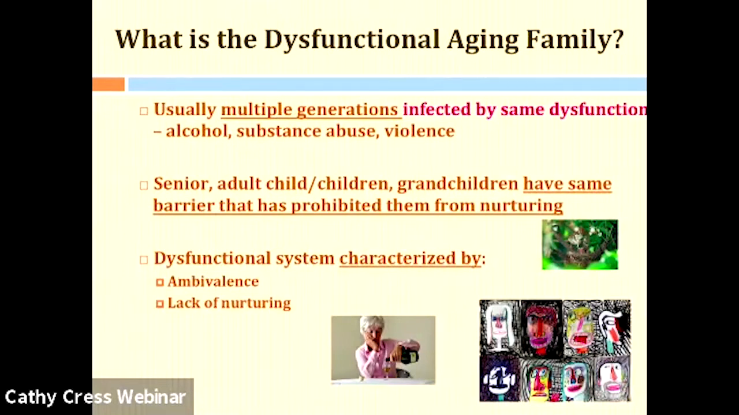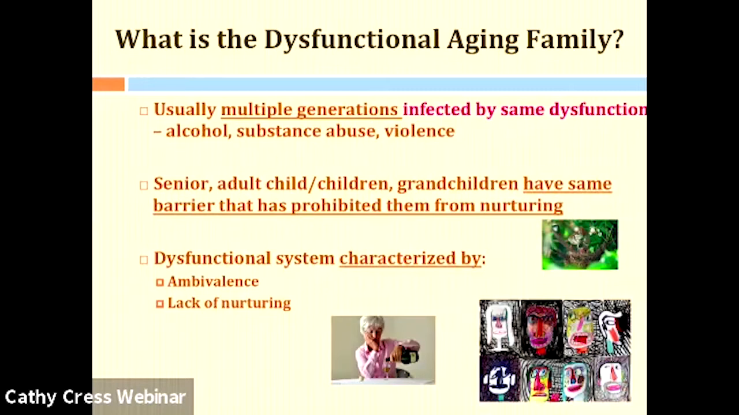And what is the dysfunctional family? So the dysfunctional aging family. Well, it's usually multiple generations infected by the same dysfunction. So it is passed on from generation to generation to generation. The manifestations are alcoholism, substance abuse that leads to violence, and violence is a key of that as well. Alcohol and substance abuse are really symptoms, but at the same time, what they're blocking is pain.